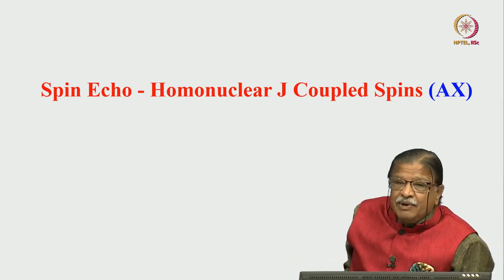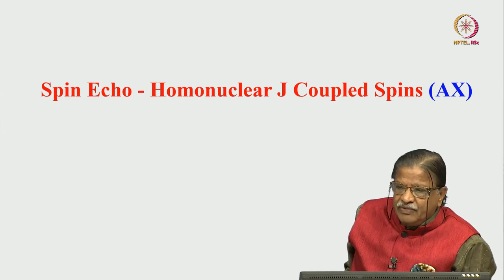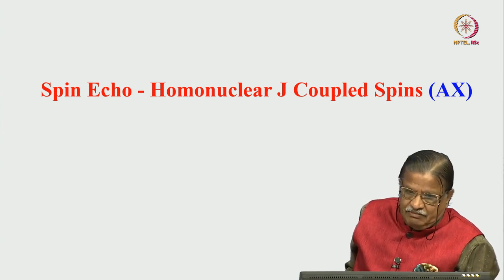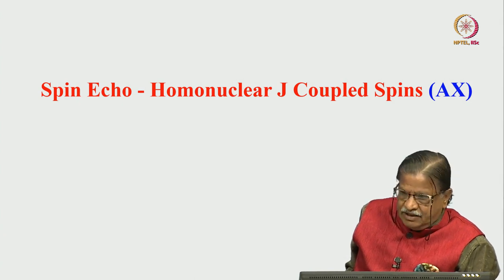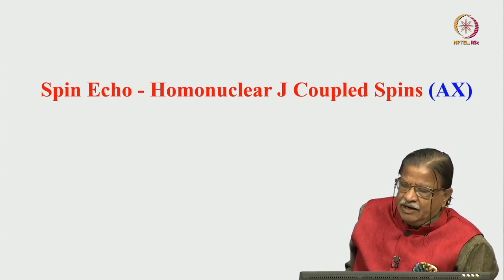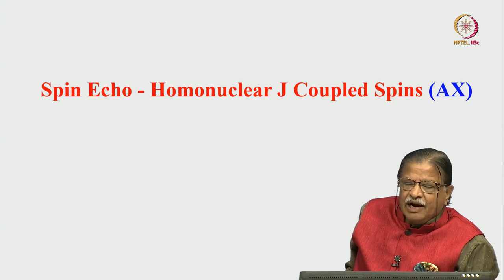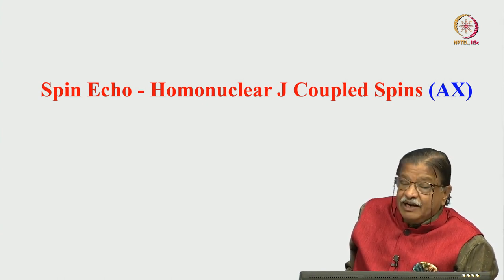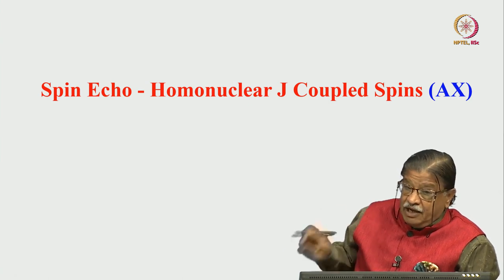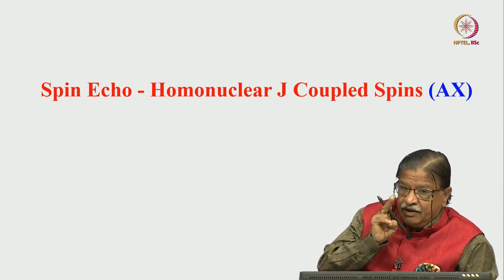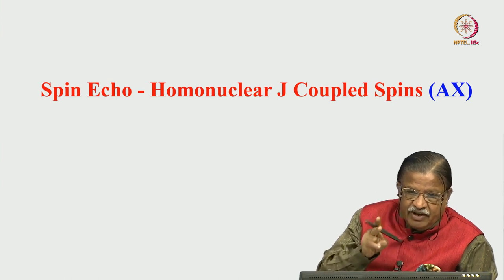Now we can take the example of what happens if there is a homonuclear J coupling between the two spins. This needs a bit more discussion. Since the time is getting over already, I will stop here. We will take the example of what happens to the spin echo when there is J coupling. Remember, so far I said there is no J coupling. I took only chemical shifts of A and X.